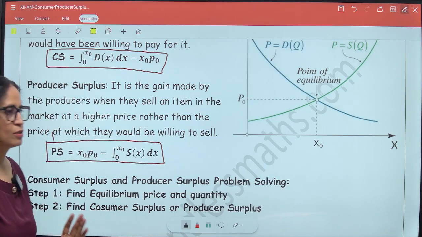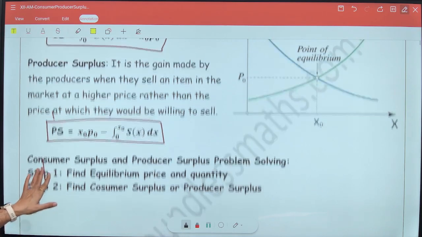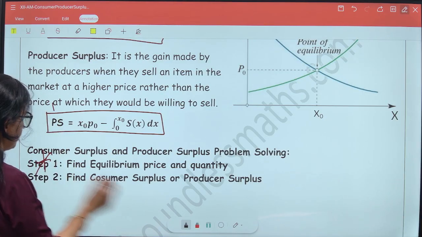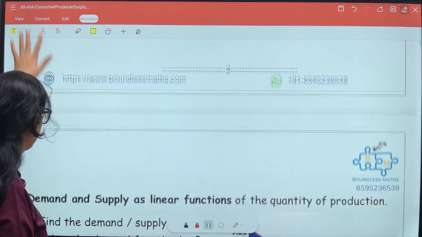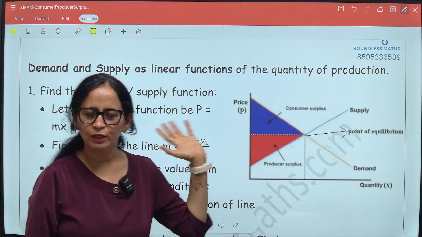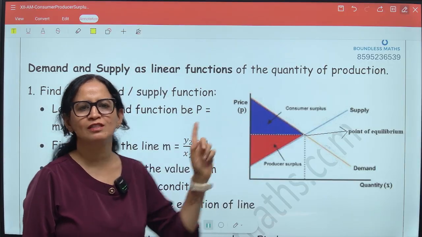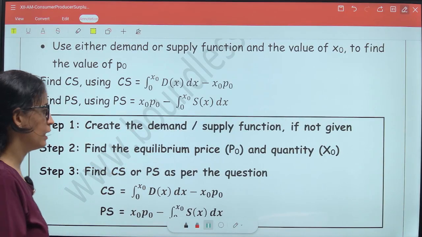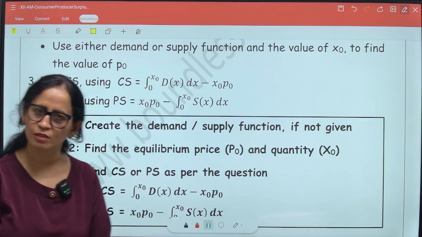To solve any questions related to consumer and producer surplus, the 2 steps are: number 1, find the equilibrium price and quantity, and thereafter find the consumer and producer surplus using the correct formula. So don't use the wrong formula when you are solving questions related to consumer producer surplus. Next, if the demand and supply function, either of them or even both of them are not given to you in the question, just that it is mentioned they are linear functions, the first step now is to create the demand and the supply function using the equation of a straight line, then find the equilibrium price and quantity, and then find the consumer and producer surplus, whatever is being asked in the question.